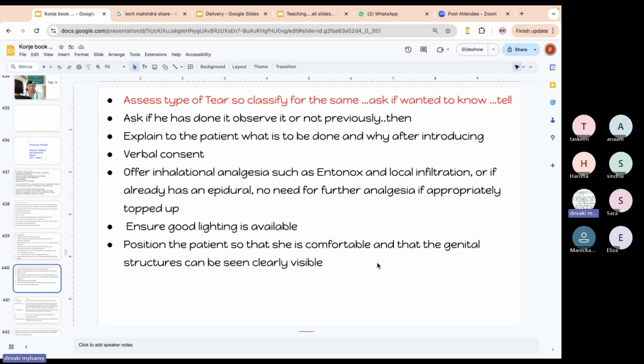Once identified, we need to introduce ourselves to the patient and explain to the patient what we are going to do, and for that we are going to require a verbal consent, which needs to be documented in the case paper.